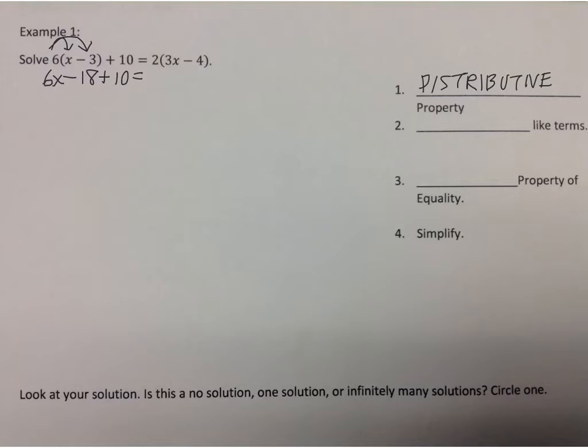Now on the other side, we're also going to apply the distributive property. So 2 times 3x is 6x. 2 times negative 4 is negative 8. All right, step 2, we're going to see if we can combine any like terms.